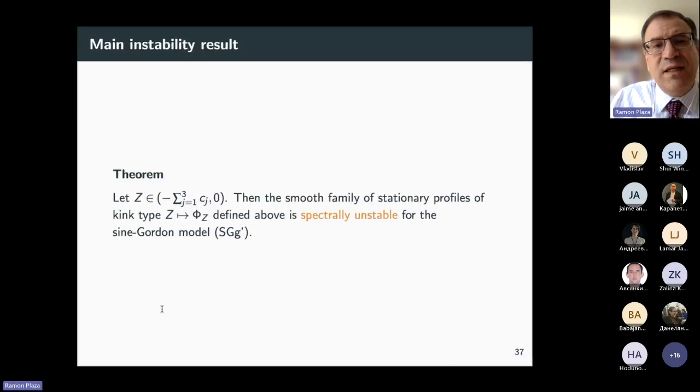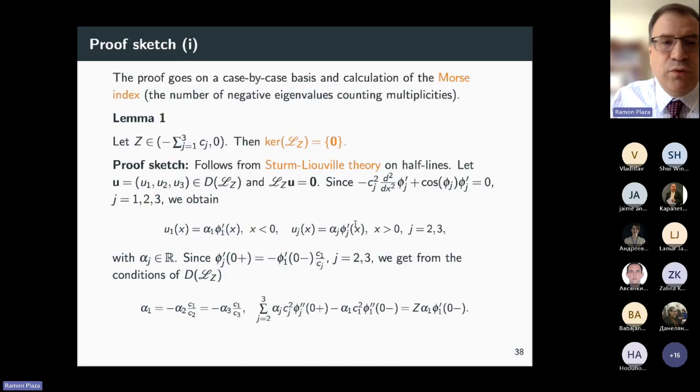So this is the main instability result for these waves of kink type with delta condition. It says the following: suppose that Z is in the domain of existence, right? Then all of them, the smooth family of stationary profiles of kink type, are spectrally unstable. This is an instability result for this kind of solutions.